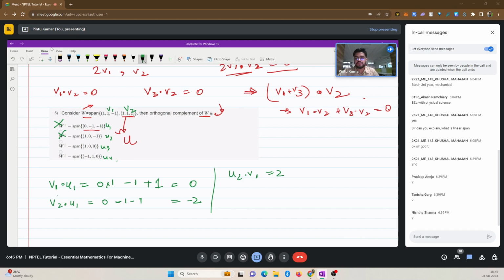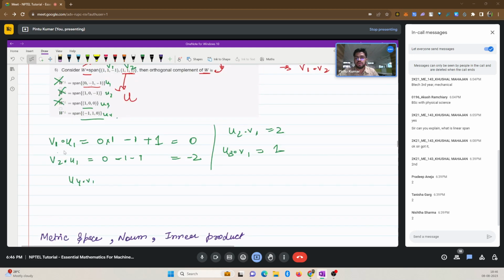Now let's look at the third one. This is 1, 0, 0. So u3 dot v1 we would obtain as 1. Again, this is cancelled. Let's look at the fourth one. What is u4 dot v1? This is minus 1 plus 1, minus 1 plus 1 plus 0, which is equal to 0. What is u4 dot v2? This is minus 1 plus 1 plus 0, which is 0. Because both of them are orthogonal to this vector u4, your fourth one is the correct answer.